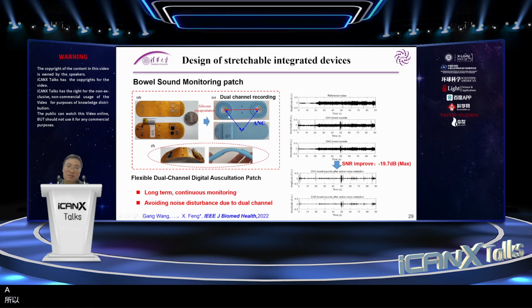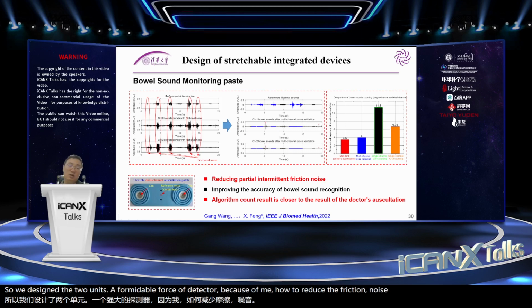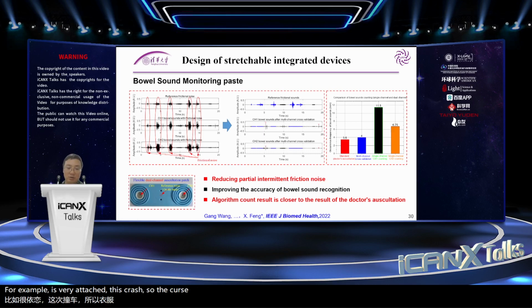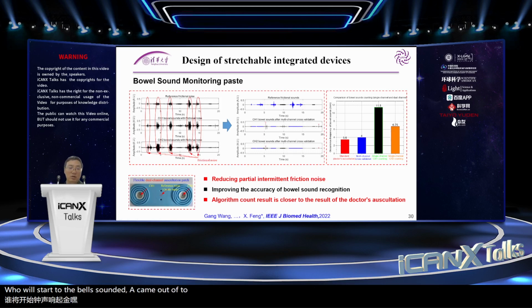For example, this is a substrate. This is a sensor, a voice sensor. This is the circuits, the flexible circuits. So from this design, the flexible integrated device can monitor the bowel sound. We designed two units for the voice detector because we have to reduce the friction noise. For example, if we attach this patch, the clothes will introduce friction noise. So we use these two methods to reduce the friction noise. Finally, we can get the bowel sound, which can monitor our digestive system.